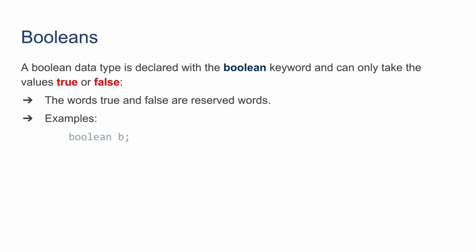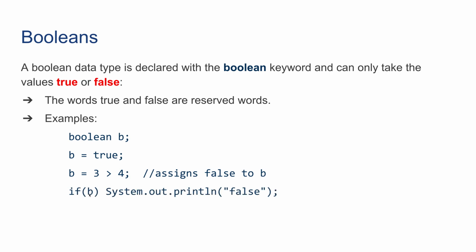Here are some examples. We can define a Boolean with the boolean keyword followed by an identifier. In this case we chose b, and we can assign a true or false value by just writing true or false. We can also assign the result of a Boolean expression. In this case, 3 is less than 4 is an expression which will return false, and then false will be assigned to b. You can then use a Boolean in an if statement, where you need a Boolean value, true or false.